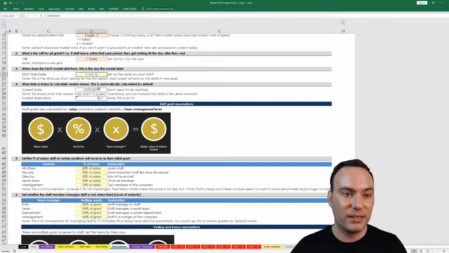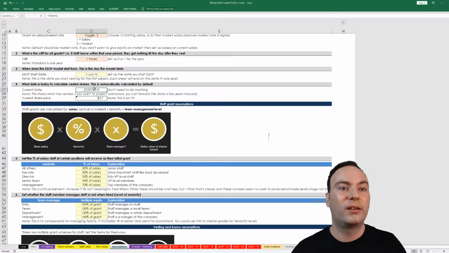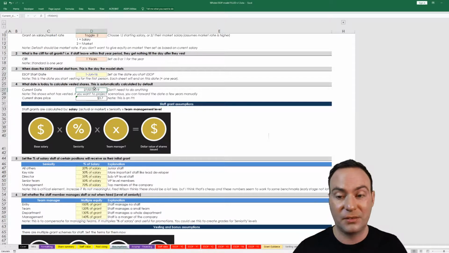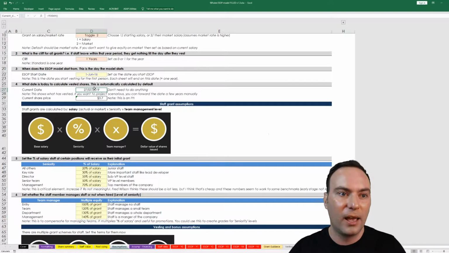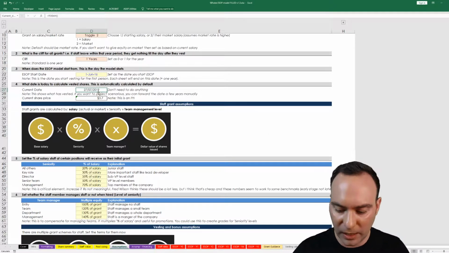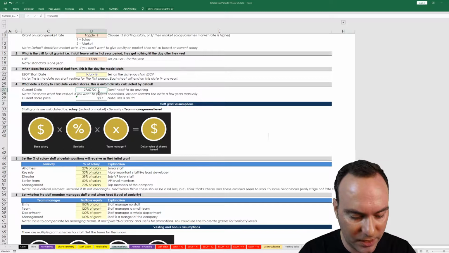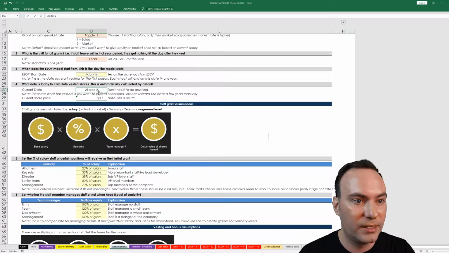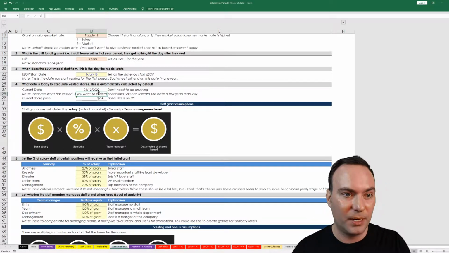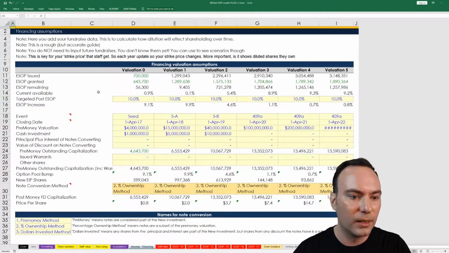Here, it tells you what the current date is. You don't need to do anything. It just tells you that this is the date today. This is a really simple formula which says equals today. You can change this and put a date in the future, like, I don't know, call it 21st of December 2020, right? You can see your current share price has changed because, whatever, like you fundraise in the future or something.